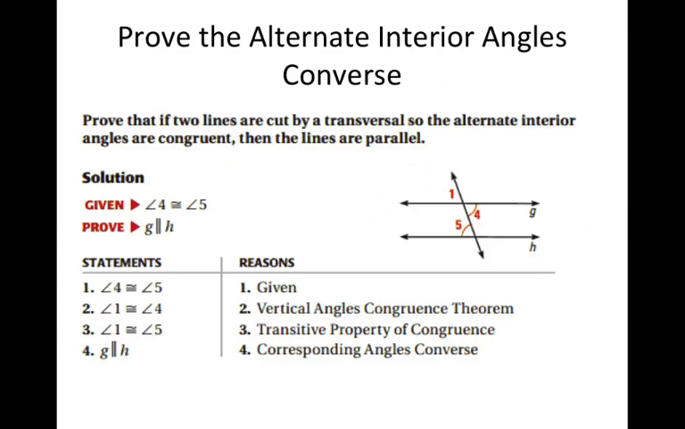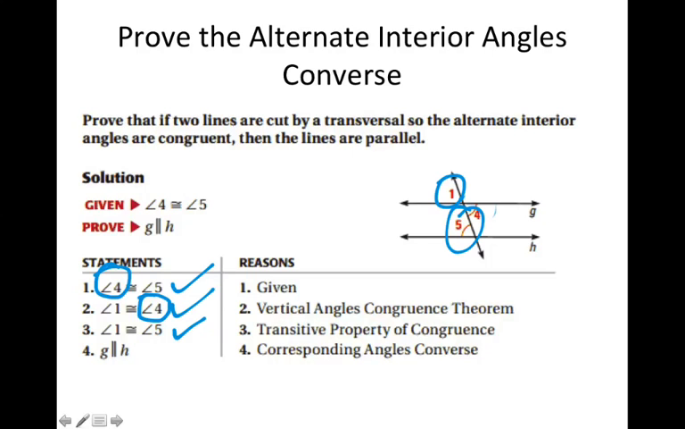So we know that 4 and 5 are congruent to each other because that was given information. That's an easy one. First line is always given. We know 1 and 4 are congruent to each other because they're vertical angles. Now because of those two statements, we've got 4 congruent to 5 and 4 congruent to 1. We know, thanks to the transitive property, that 1 must be congruent to 5. So now we've got 1 congruent to 5.